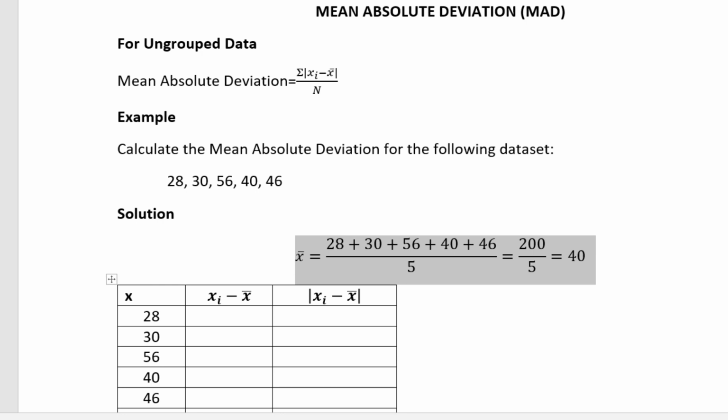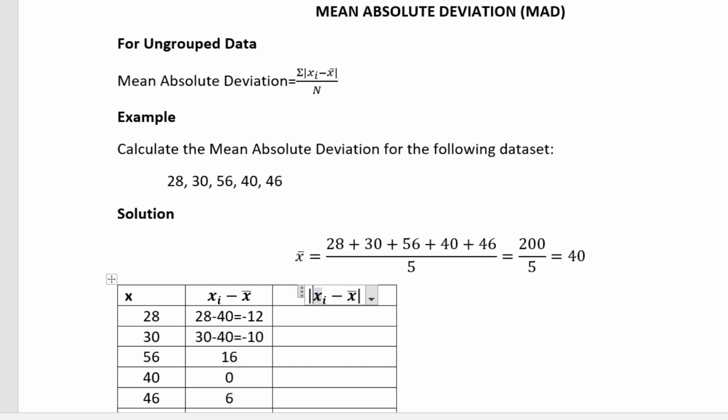So the first one will be gotten by taking 28 minus 40, and that gives us negative 12. The next one will be gotten by taking 30 minus 40, giving us negative 10. Then 56 minus 40, giving us 16. 40 minus 40, giving us 0. 46 minus 40, giving us 6. So we have taken every value in the x column and subtracted the mean from it.